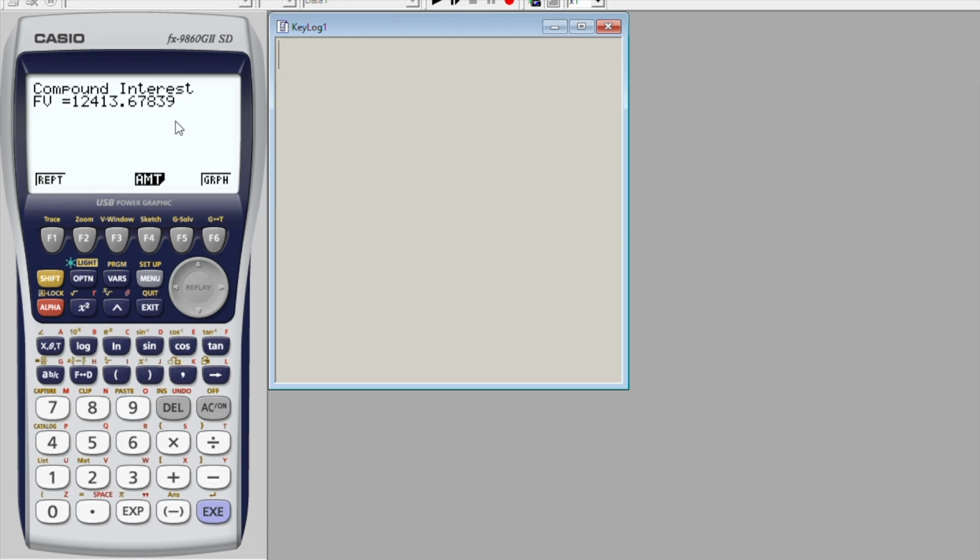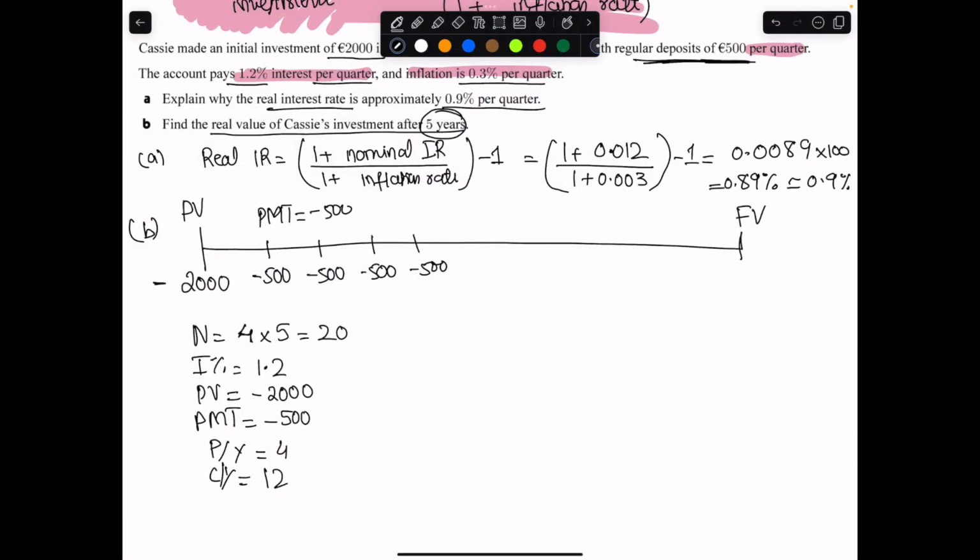12,413.68 euros. This is the nominal future value of the investment after 5 years. So we have found the value of the investment after 5 years, which was 12413.68 euros. Now, why is it positive? Because this is something that will be the assets for Cassie, which means this is what she's due. So that will be positive. In case of the loan, future value was negative because that was payable. This is receivable. So payables are negative, receivables are positive.